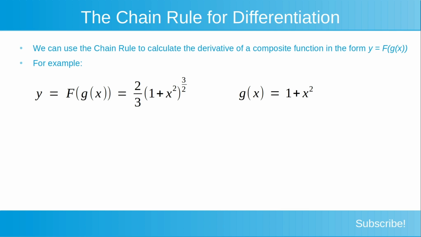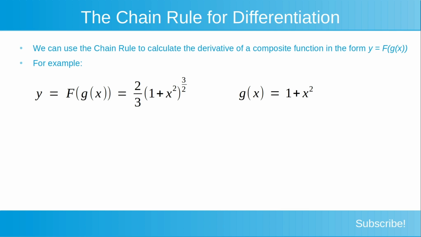Another component of our composite function is the function capital F. The output of the function g of x is being used as the input to the function capital F. And the function capital F is raising that value to the power of 3 over 2, and then multiplying by 2 over 3. When we have the output of one function being used as the input to another function, we refer to that as a composite function.